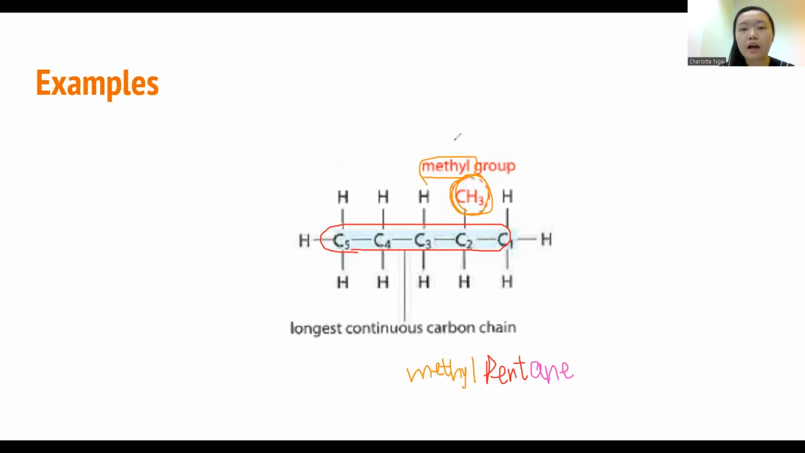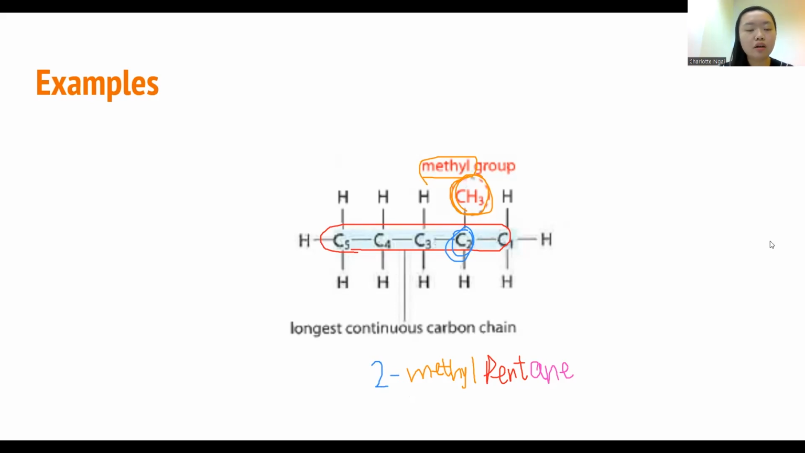Now, finally, the last step is we need to write the position number, for example, where the substituent group is. As you can see, the substituent group is located at carbon number 2. So therefore, I will write 2 hyphen. And so the name for this example will be 2-methylpentane.